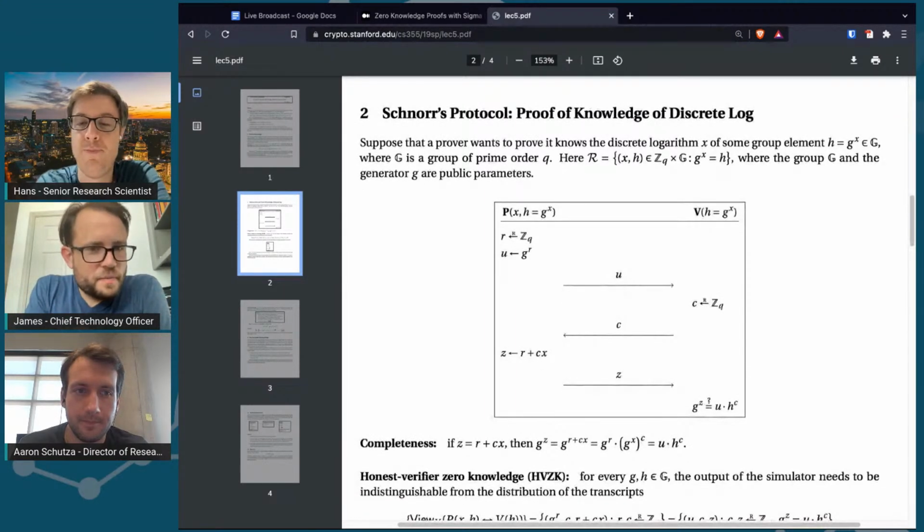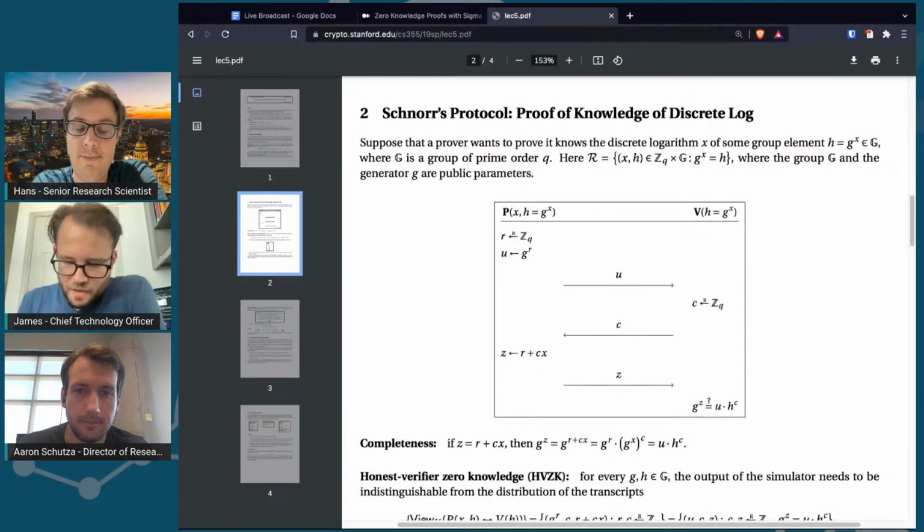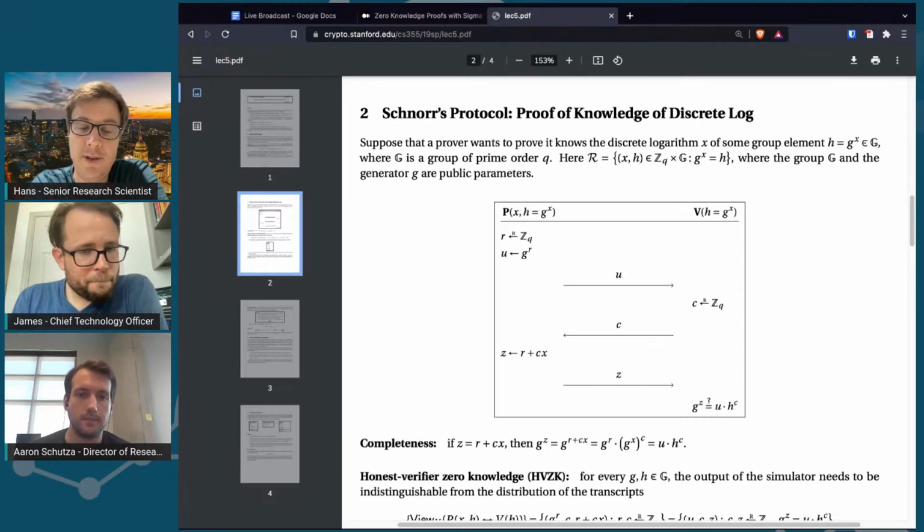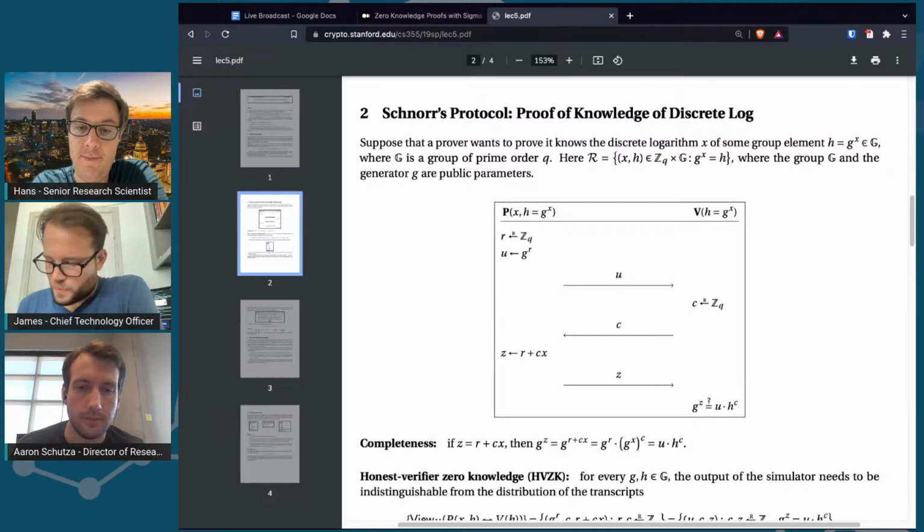So the challenge, then Z. I compute Z. Z is equal to R plus CX. X is something only I know. R is something I picked. C is something you know. You're right, R and X are both things only the prover knows. Okay, so then I send back Z, and here's where the magic happens.